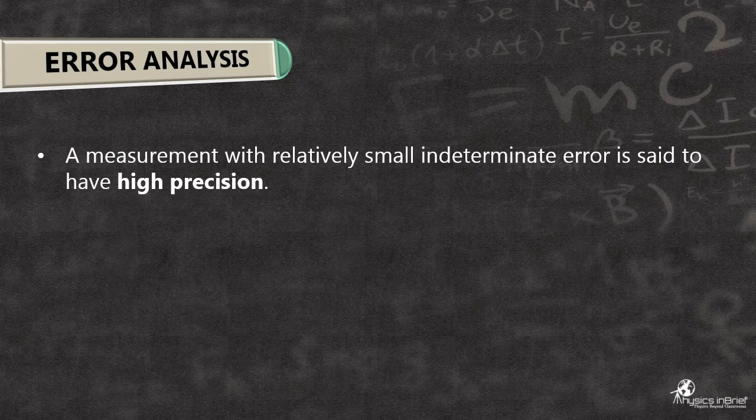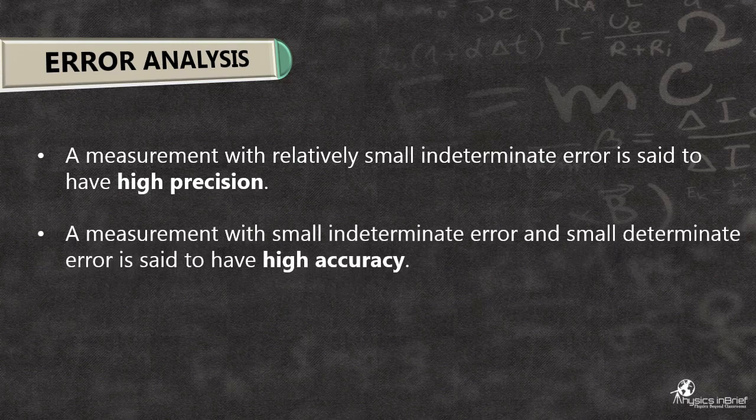A measurement with relatively small indeterminate error is said to have high precision, while a measurement with small indeterminate error and small determinate error is said to have high accuracy.